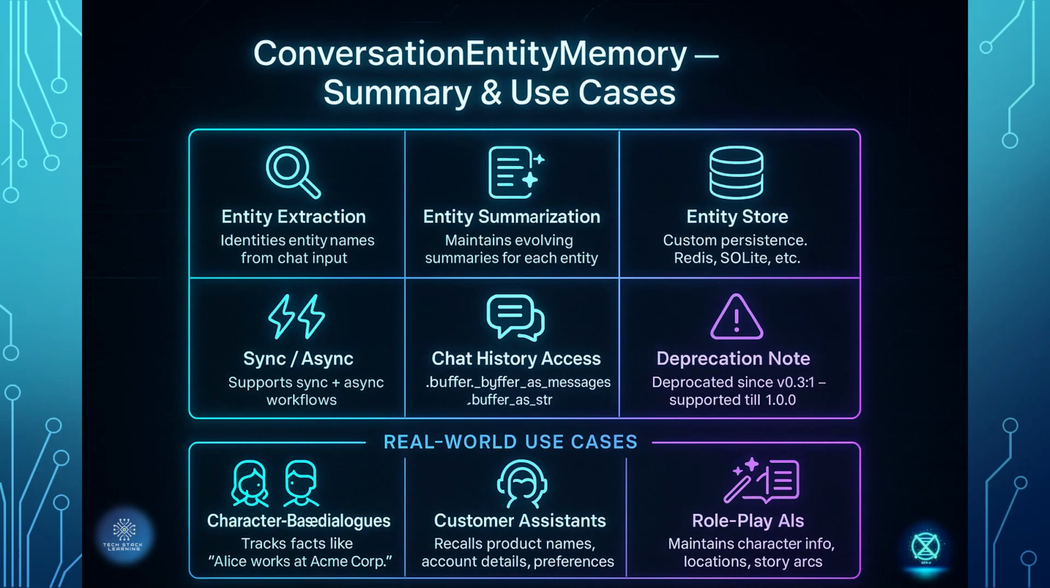Okay, now let's see the overall summary of what we have seen. Entity extraction identifies entity names, entity summarization holds a summary for each entity. Then you can customize and store the data into the stores. Then you can support both sync and async operations. Then you have a buffer, and one note is the deprecation on this one.